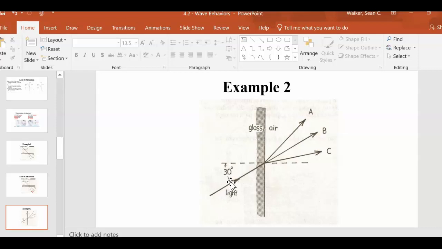So we want to know, based off of what we know about refraction, which path is the light going to take, A, B, or C? For example, going from glass into air now. All right, try to answer that on your own.